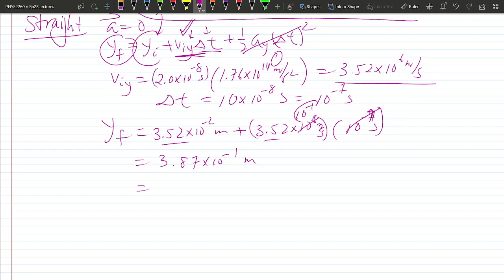In other words, I'm going to round this to 2 sig figs, 3.9 centimeters. Actually, just answer it in SI units. It's fine. 0.39 meters. So that's how far it'll get deflected up.